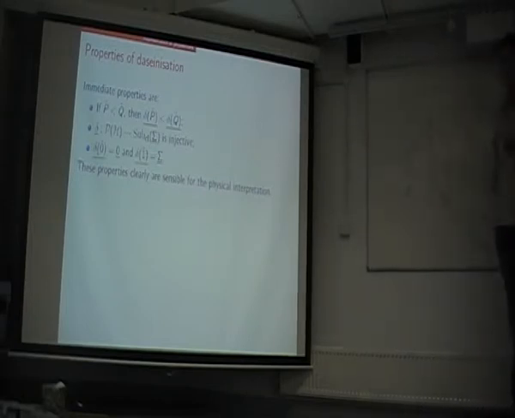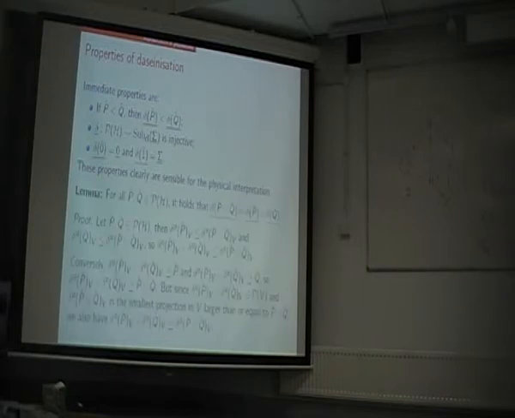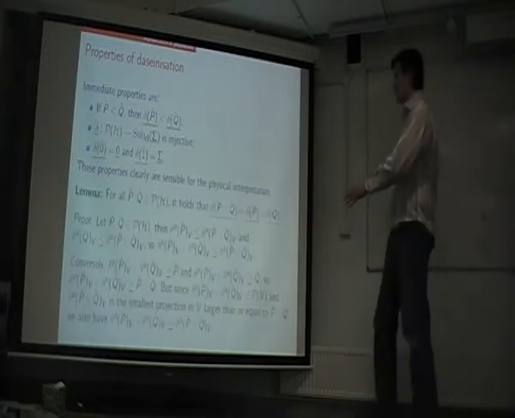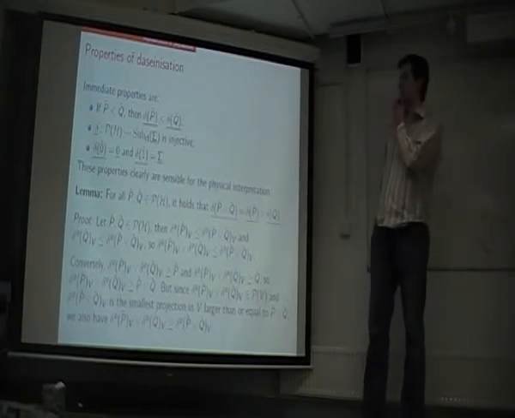This daseinization of projections is an order-preserving mapping. It is injective, and the null projection goes to the empty subobject, and the identity goes to the whole of sigma. So obviously all these things make sense if we interpret this physically as we intend to do. Here's a lemma. Actually, I include the proof, but I think I don't have time to go through it.